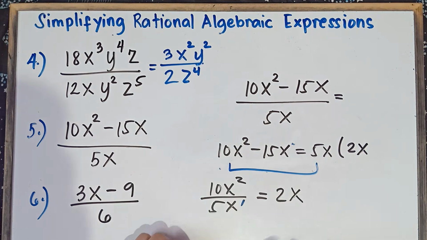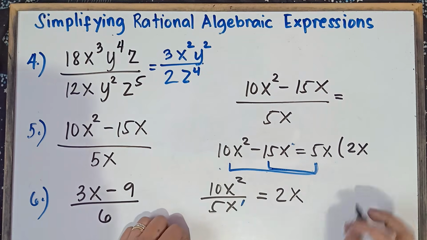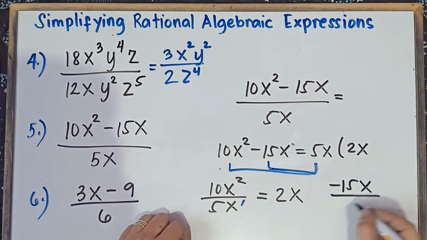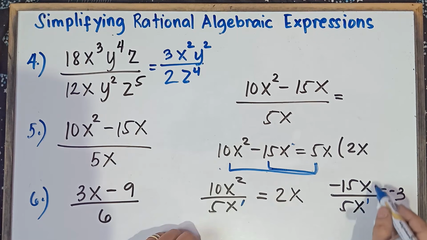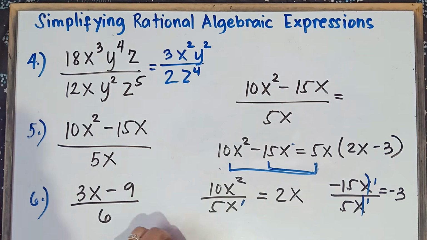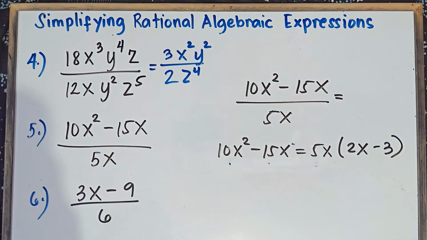Alright, and then simply divide this one. Negative 15x divided by 5x. So, negative 15 divided by 5, that's negative 3. X divided by x, same variable and same exponent, simply cancel this out. So that would be negative 3, close parenthesis. So once again, class, you can always double check your answer by distributive property.